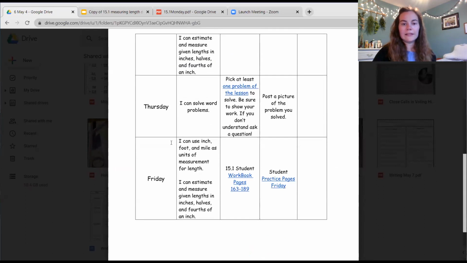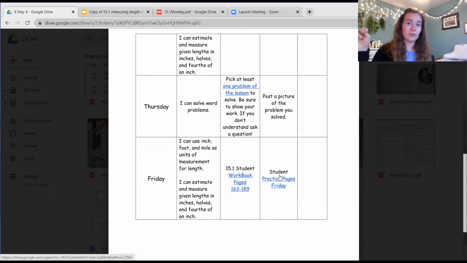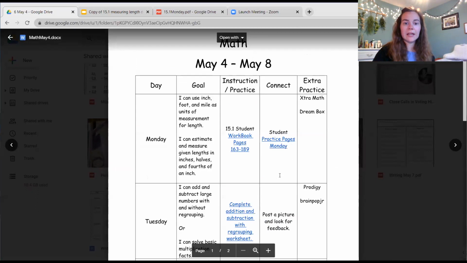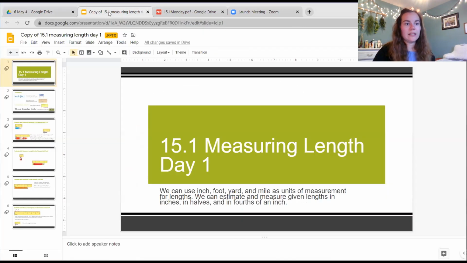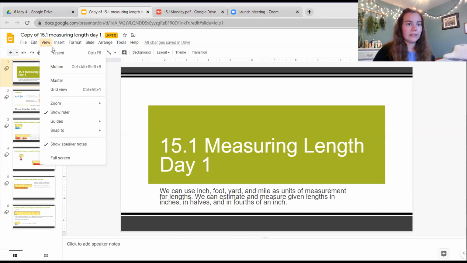And then Friday, I can use inch, foot, and mile as units of measurement for length. Same goals from Monday and Wednesday. And we have more workbook pages for you to look at if you would like to, and some more practice pages. So we'll be looking at different units every day. So today, back up to Monday, we will be looking at inches. So I'm going to take us to our slides so we can get started here.